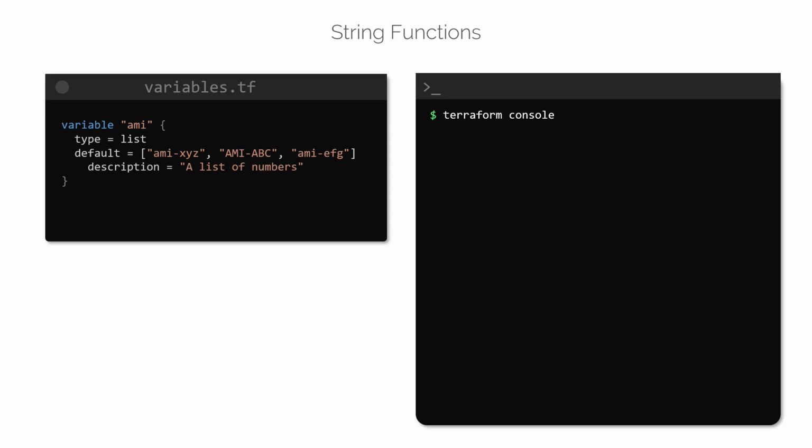The join function does the opposite of split. It converts a list to a string by adding them all together.